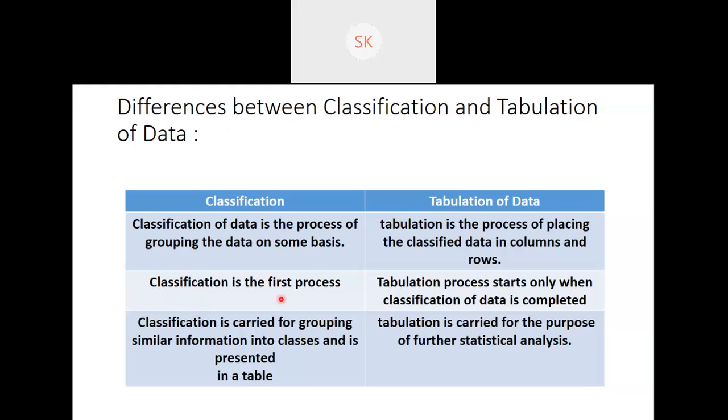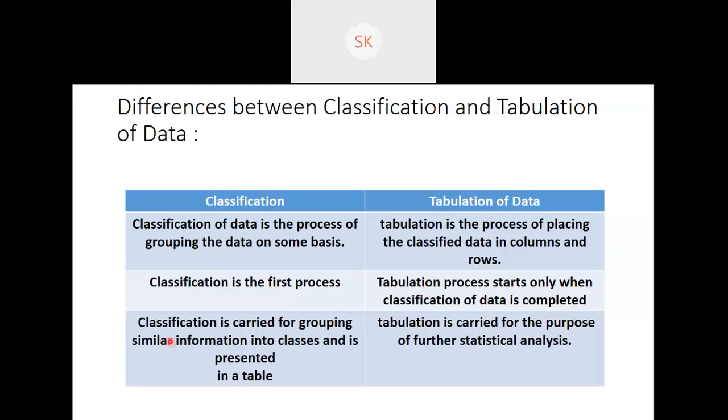So first I will classify the class into boys and girls, and then I will go on and do the tabulation for the data. So the tabulation process starts only when classification of data is completed. If I don't classify the data, tabulation can be done, but it will take more time. So you have to classify the data and then only tabulate it.